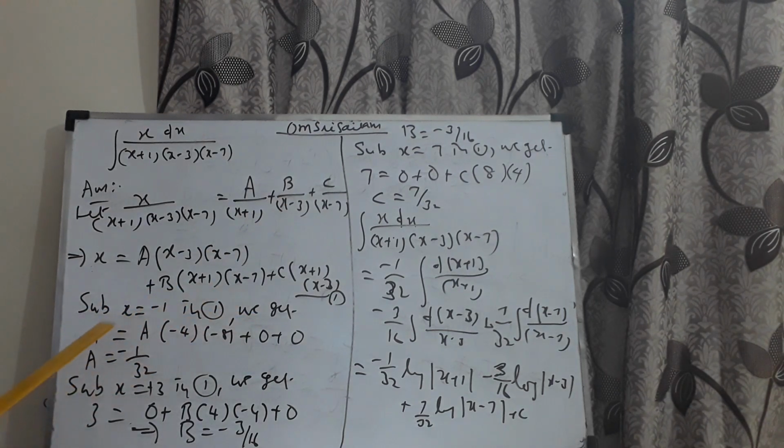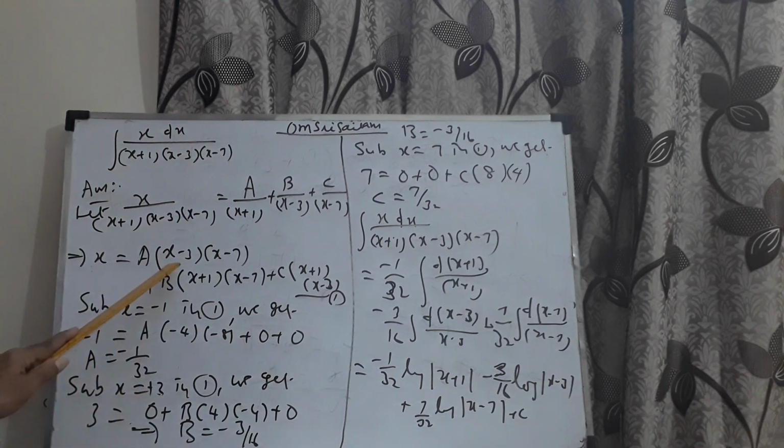Remember carefully, minus 1 is equal to a into minus 4 into minus 8 plus 0 plus 0. b into 0 is 0, c into 0 is 0. A becomes minus 1 by 32. By mistake I wrote 1 by 32, I corrected anyway. There are three negative signs. Minus 1 minus 3 is minus 4, minus 1 minus 1 is minus 8. It's correct. Substitute x equal to 3.